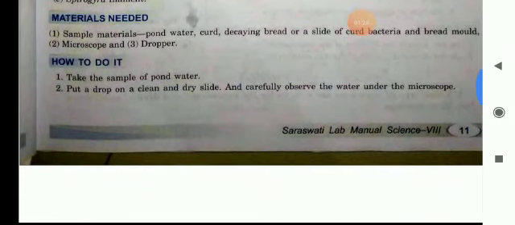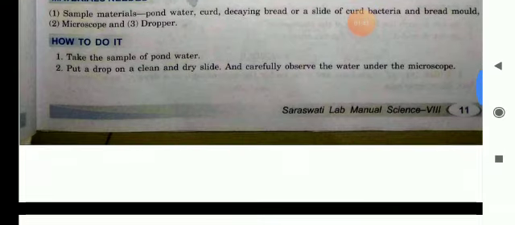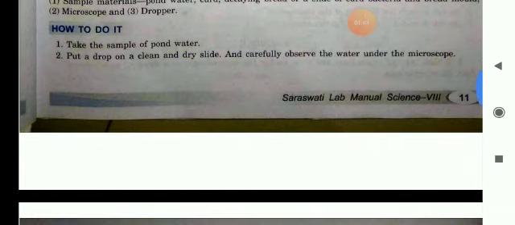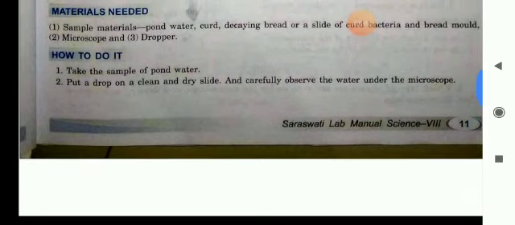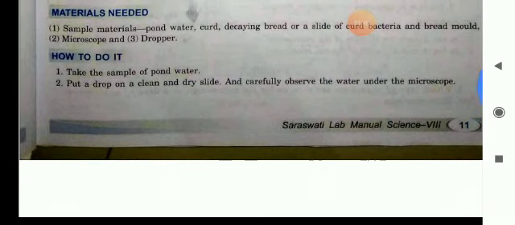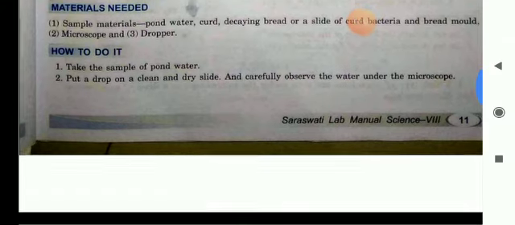Here the materials which we need are pond water, curd, decaying bread or a slide of curd bacteria, bread mold, microscope and dropper. What are the methods? First, take the sample of pond water, put a drop on a clean and dry slide, and then carefully observe the water under the microscope.